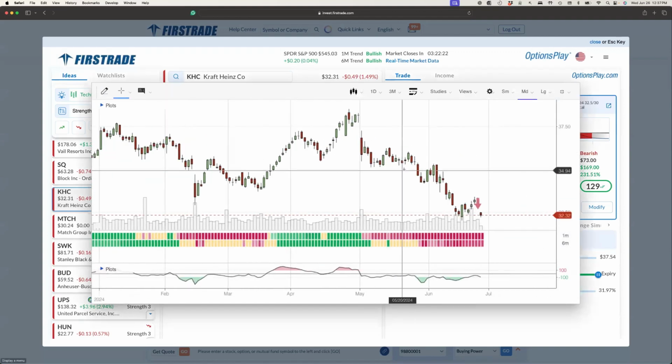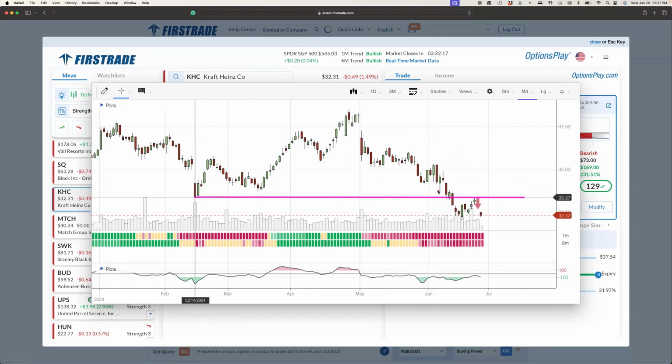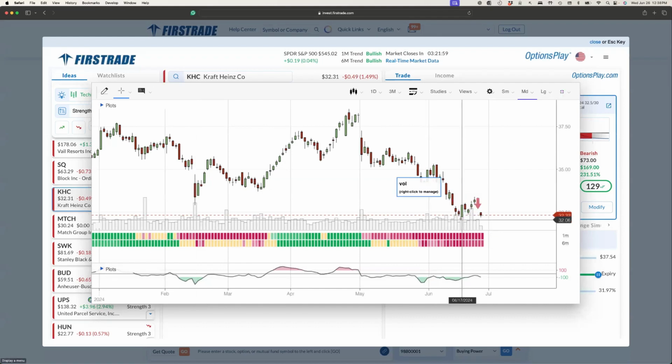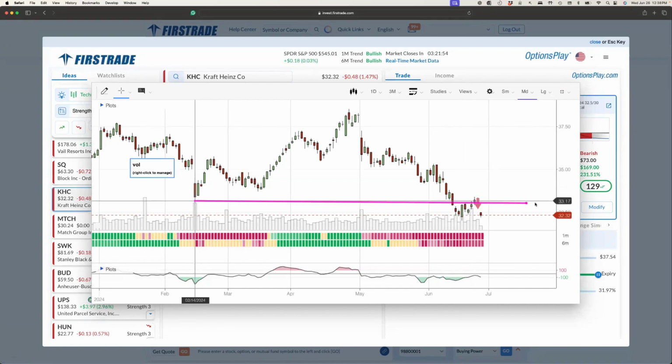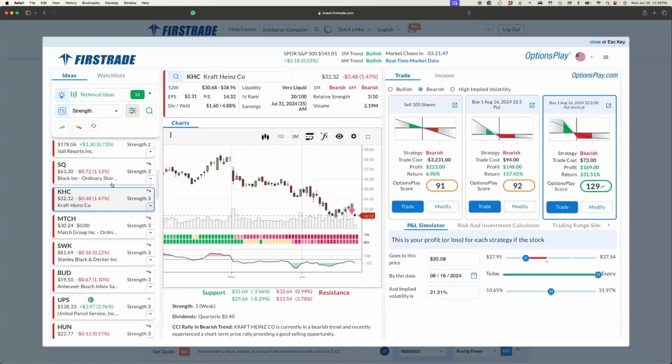Kraft Heinz, clear bearish trend here. It broke below a support level, rallied back to a resistance level. That's the rally that we're looking to sell into, and now we're potentially continuing lower. This is a really good example of a setup that looks quite good, right? You have a bearish trend that started here, broke down below a major support level, and now it's continuing to move lower. This is a great example of capturing the start of a bearish trend early on.